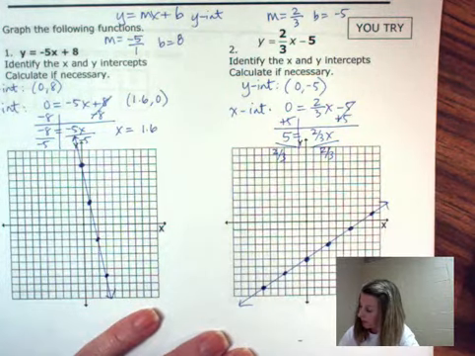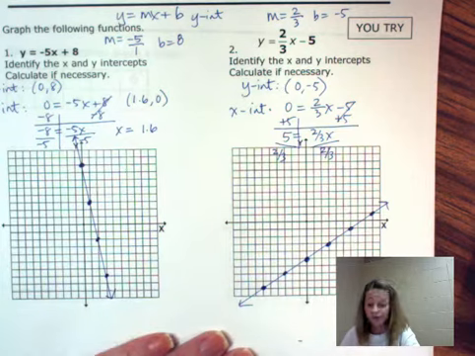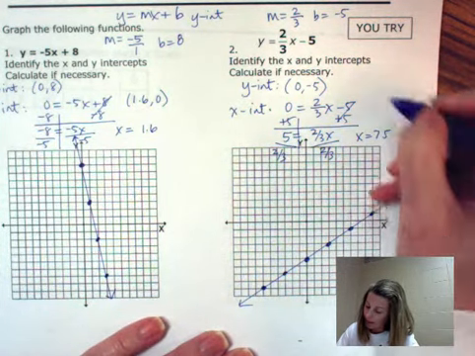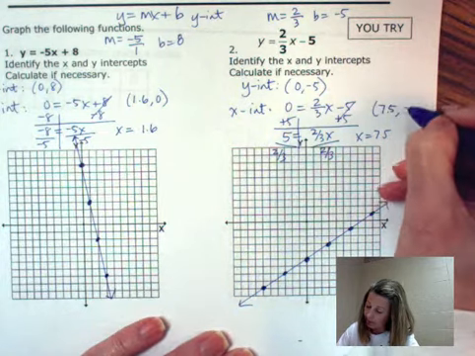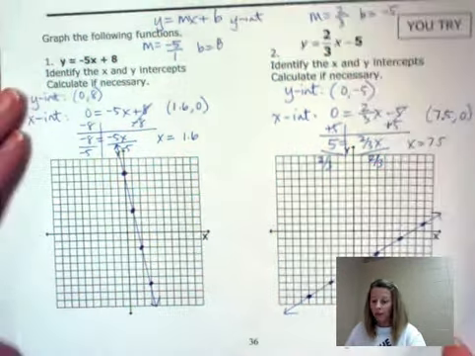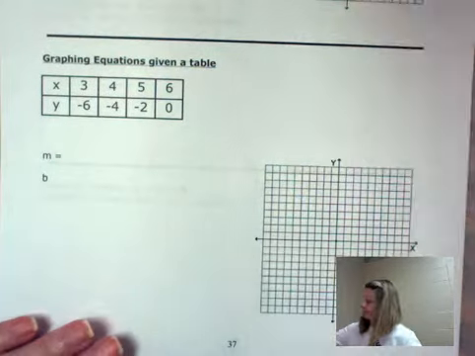So when I key that in, 5 divided by 2/3, I get 7.5. And it looks like 7.5. So my x-intercept is going to be 7.5, 0. Okay. All right, let's move on.